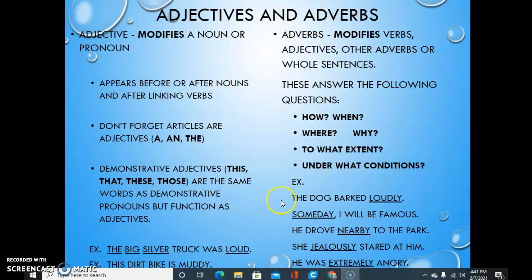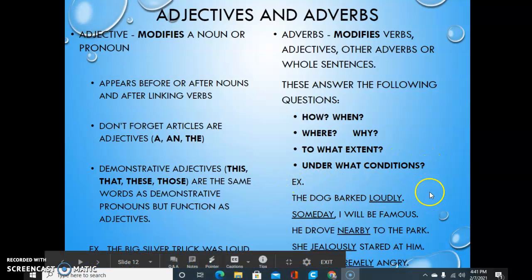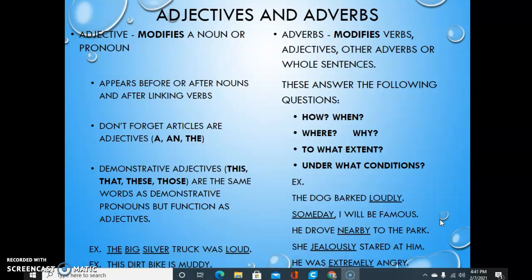So if you take a look at the examples down here, let's just check those out for a couple of minutes. We have the example, the dog barked loudly. Well, loudly there is our adverb, and it suggests how the dog barked. How did the dog bark? Loudly. Take a look at the second example. Someday I will be famous. Well, when will I be famous? Someday. Someday is the adverb, answers the question when there.